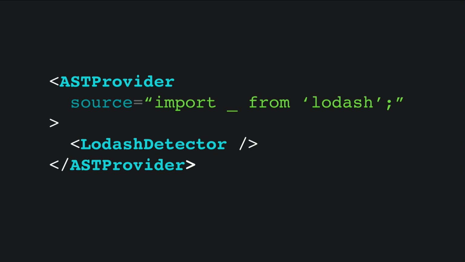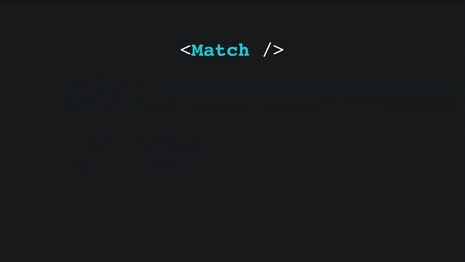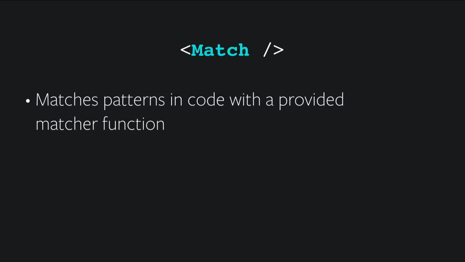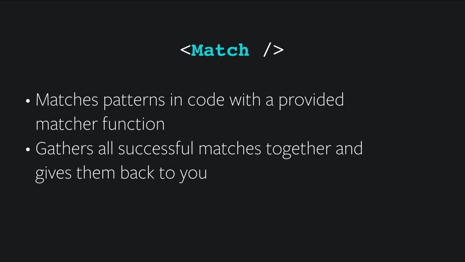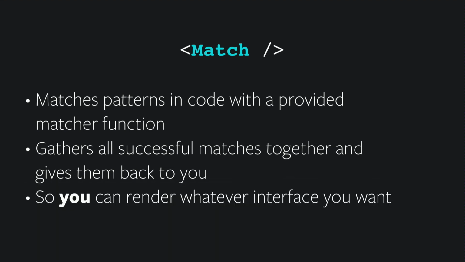So you provide the AST provider your source code, and now you can write detectors, or matchers as we call them in React Sorcerer, within the context of that source code. To implement the Lodash detector, we use the bread and butter of React Sorcerer, which is the match component. The match component matches patterns in code given a provided matcher function. We give you every node in the tree, and you provide a true or false return value. We gather the matches together and provide them back to you so you can render them however you like, whether that's storing them off in some history that you can then look at, or in our case, producing this error.